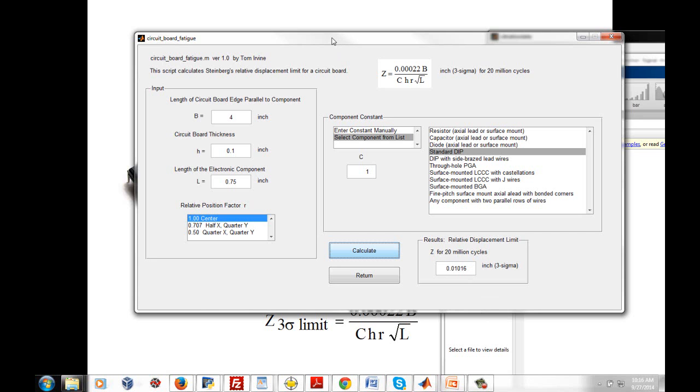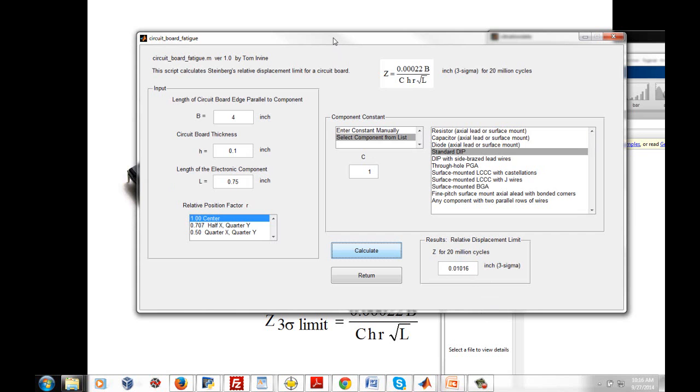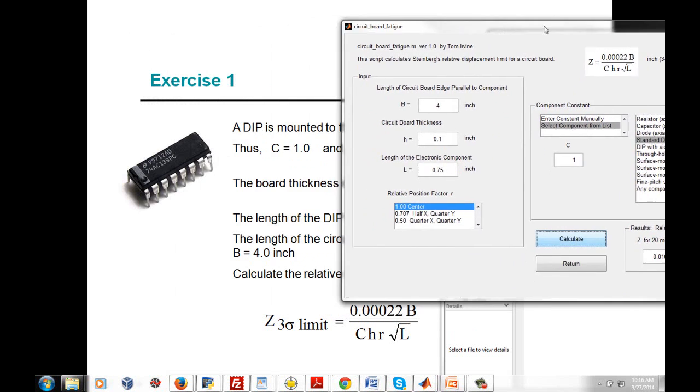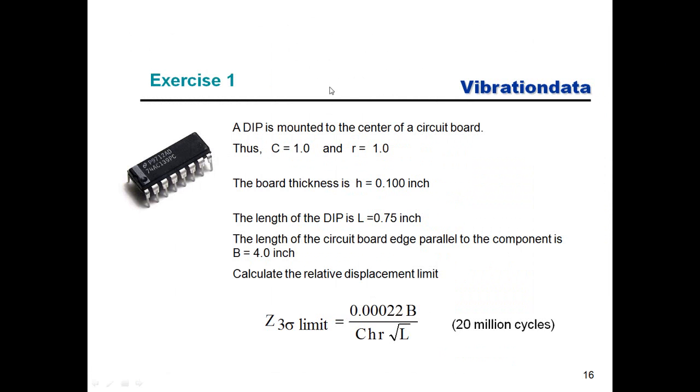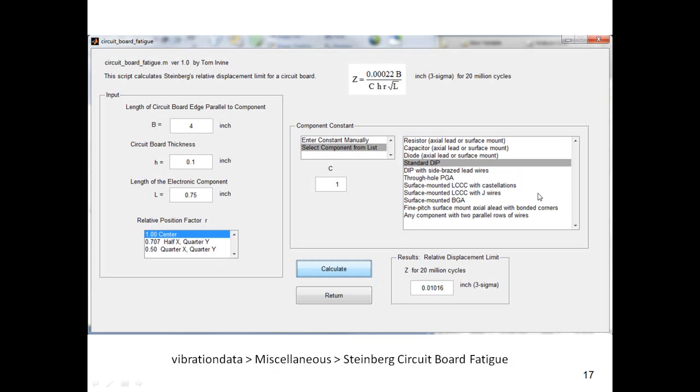So at this point we're only half done, because now we have to consider what our predicted 3 sigma is. So let's go to the other part of the exercise here. Okay, here's just a screenshot of what we just did, for your reference.